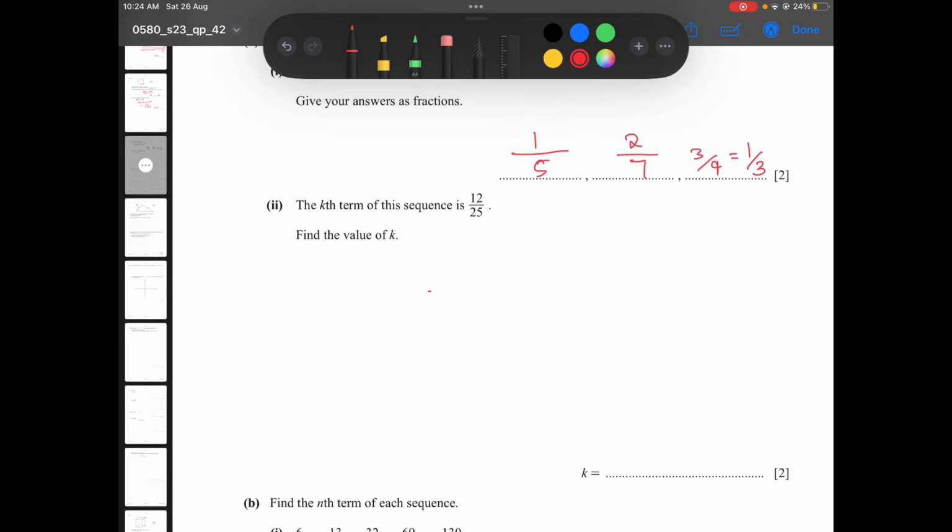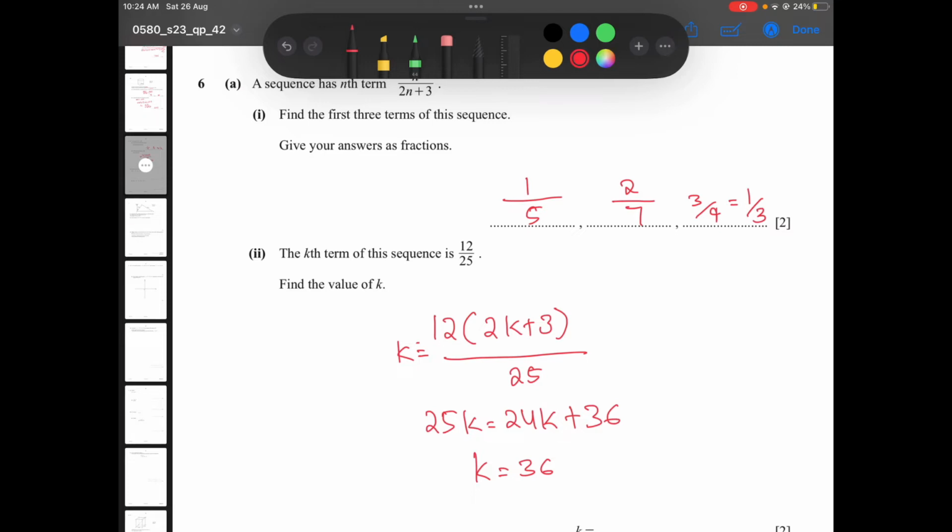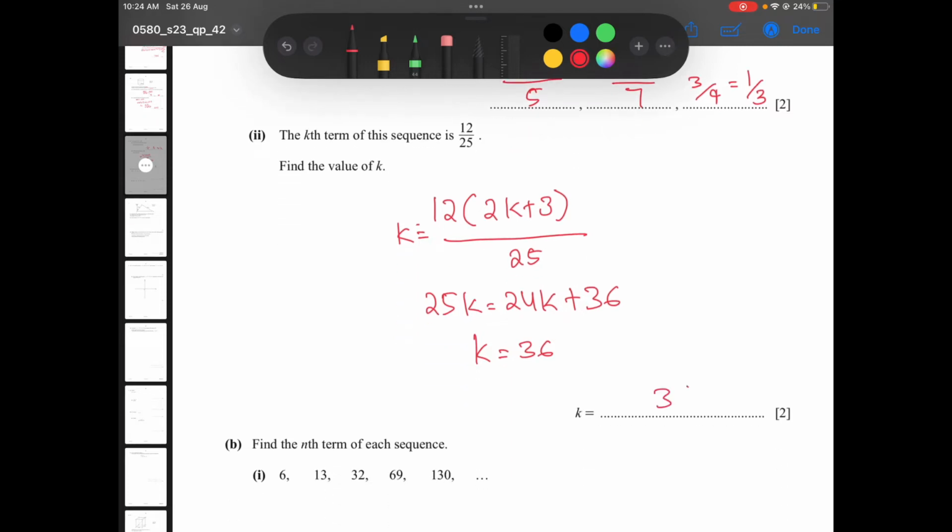The kth term of a sequence is 12 over 25, and we find the value of k. To find the value of k, we can do 12 over 2k plus 3, as this was previously in the denominator, equals 12 over 25. Hence 25k is equal to 24k plus 36. You take 24k to the other side, and k is going to be 36.